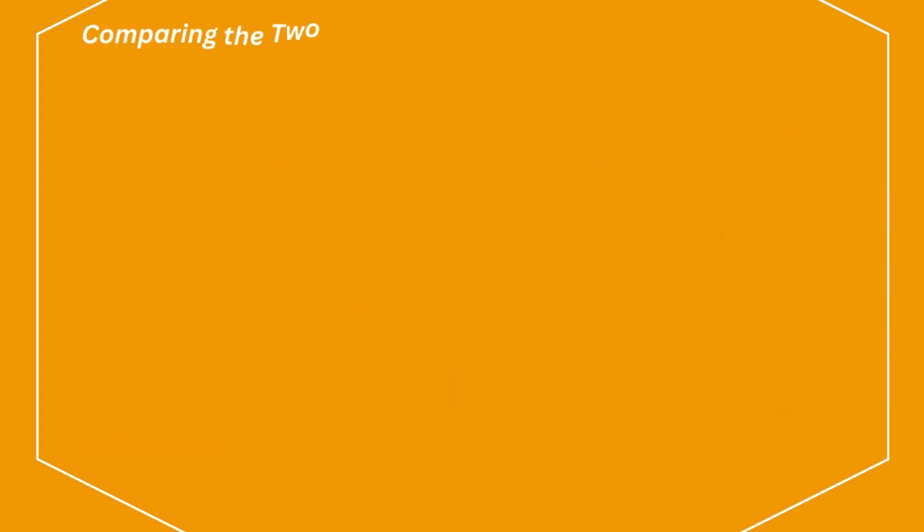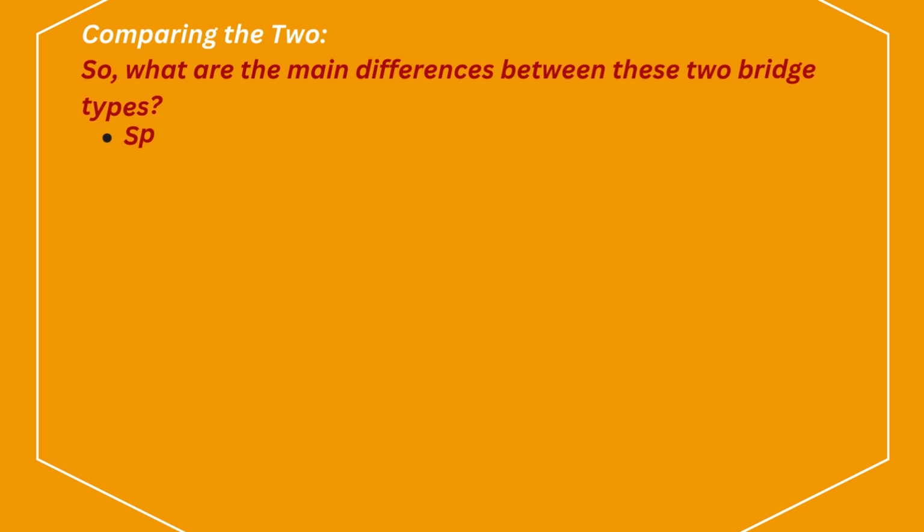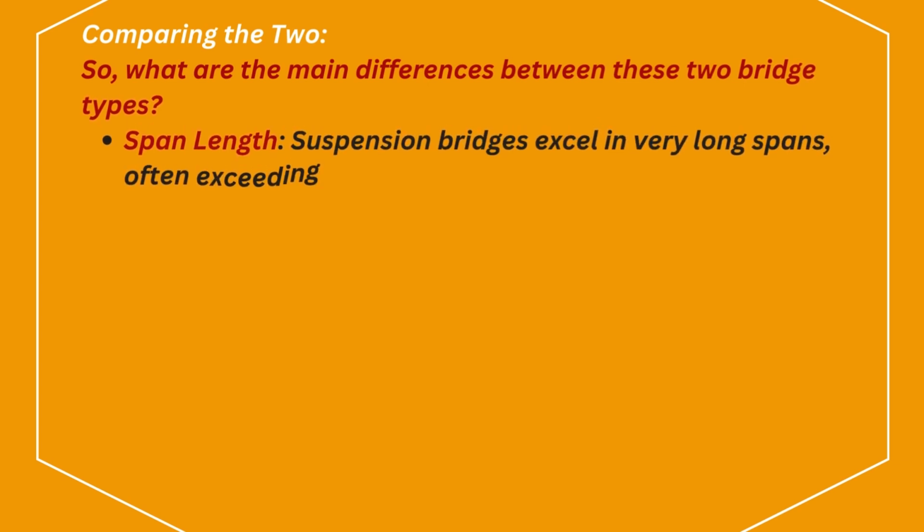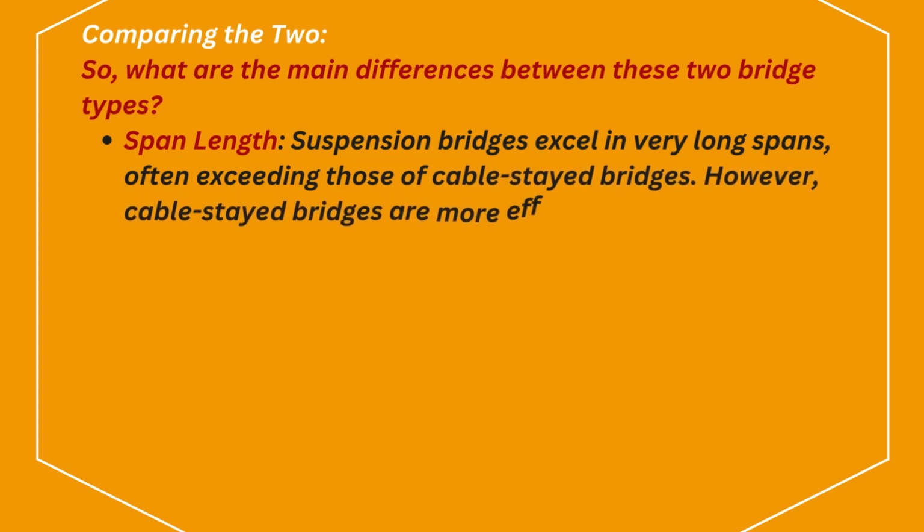Comparing the two. So, what are the main differences between these two bridge types? 1. Span length. Suspension bridges excel in very long spans, often exceeding those of cable-stayed bridges. However, cable-stayed bridges are more efficient for medium to long spans.